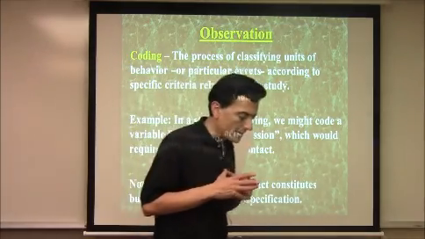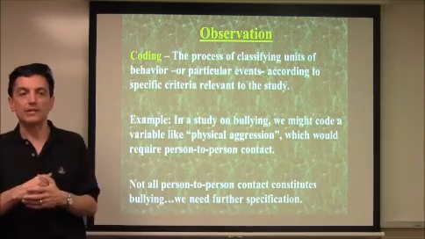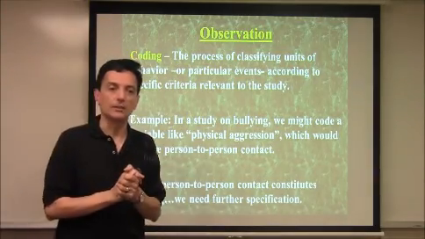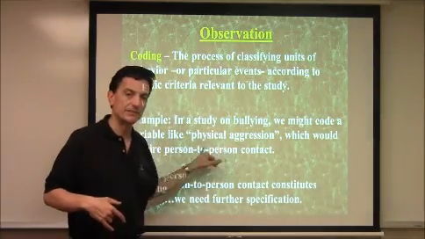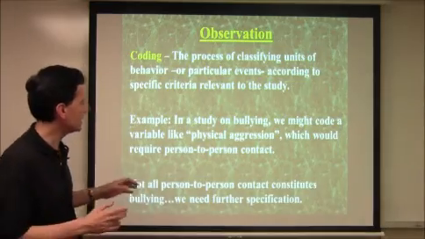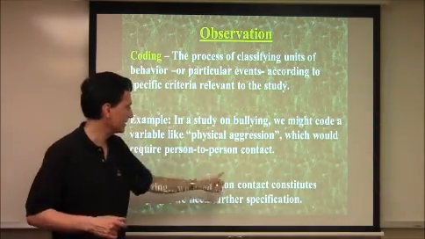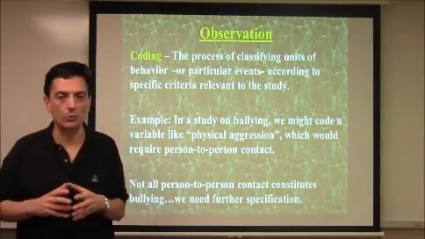It might be the case that a child who is bullying is actually being embraced by a parent. At that moment, it might seem like a very loving embrace. There's physical contact there, person to person. We probably wouldn't call that physical aggression. We need to come up with very specific criteria for what kinds of person-to-person contact constitute physical aggression. Okay? And we would code that behavior accordingly.